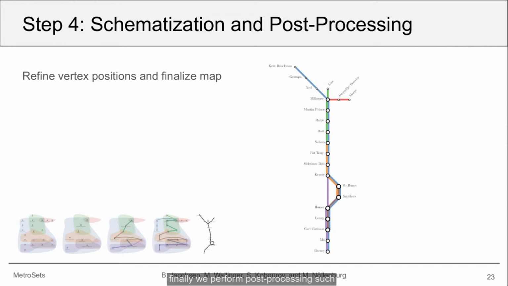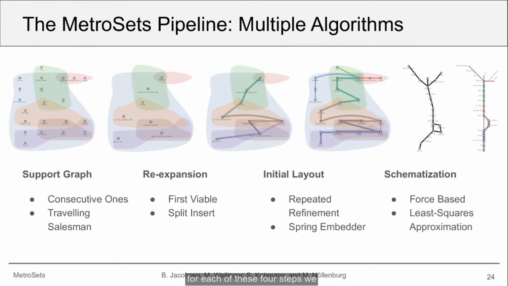Finally, we perform post-processing, such as determining the best order for the lines along each edge and placing labels to minimize overlaps with other elements of the visualization. For each of these 4 steps, we implement 2 or more algorithms, allowing for different optimizations and combinations of optimizations. For ease of use, we also provide 3 preset pipelines, which we empirically found to produce high-quality MetroMaps on a wide range of inputs.